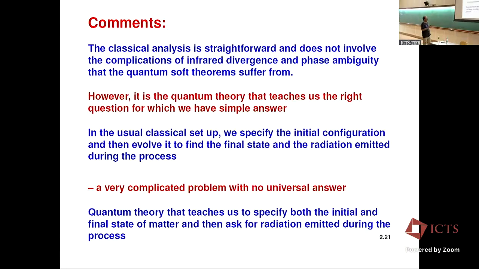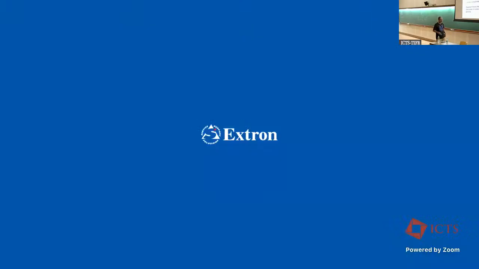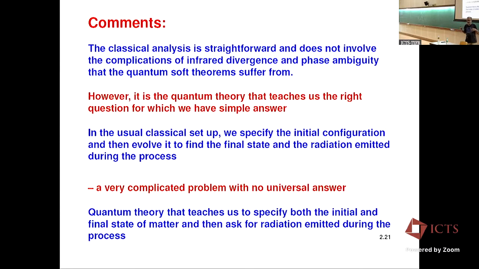The point we should keep in mind, however, is that it's the quantum theory that teaches us the right question for which you have the simple answer. If you are trying to solve this as a classical problem from the beginning, we wouldn't specify initial and final state of matter and ask for radiation. As I said, the typical classical problem will tell you, I'm giving you the initial configuration of matter, no radiation, you evolve them, you find the final configuration of matter, and you calculate the radiation that came out of it. That's a much more complicated problem, and that is not something that you can solve very easily.